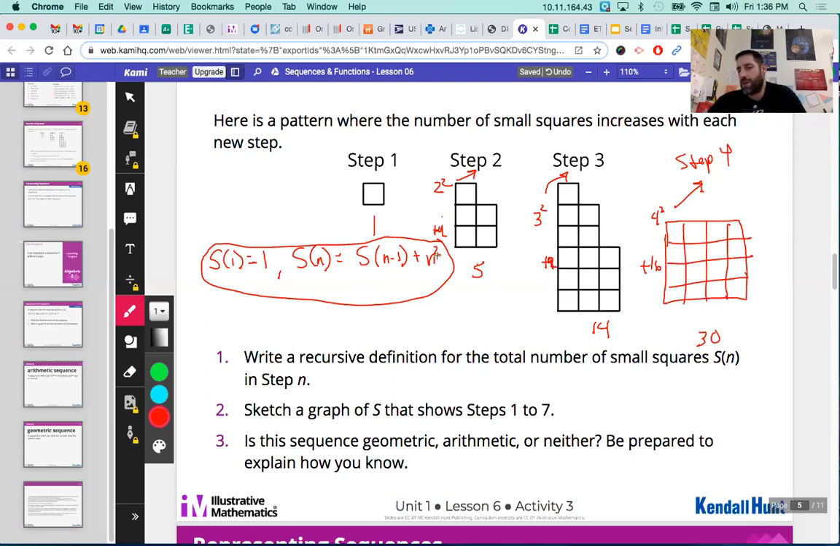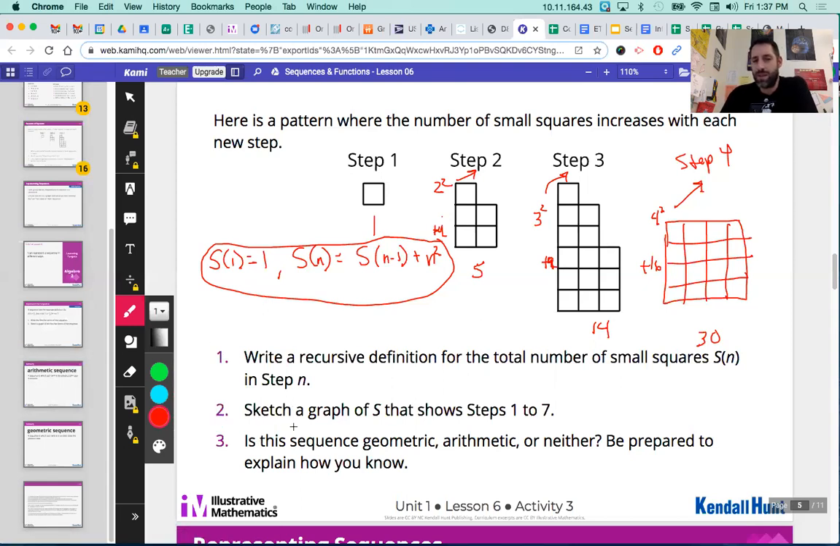Sometimes it may not be the actual step number. Sometimes it might be the step before squared, or the step after, or 2 times the step number. But that's the nice thing about these step numbers. If you have an increasing amount within your sequence, you're probably going to be able to use that step number to help you determine a recursive pattern that's going to work for patterns beyond. Now we're not going to do the sketch today.